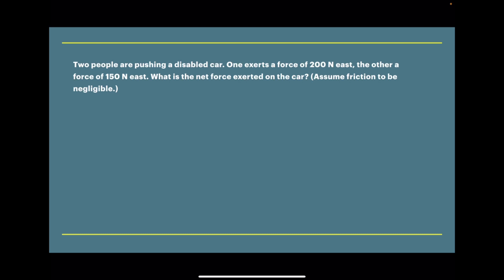So let's start with this question. Two people are pushing a disabled car. One exerts a force of 200 Newton, the other a force of 150 Newton. What is the net force exerted on the car? Assume friction to be negligible. So first, start by drawing out the diagram.